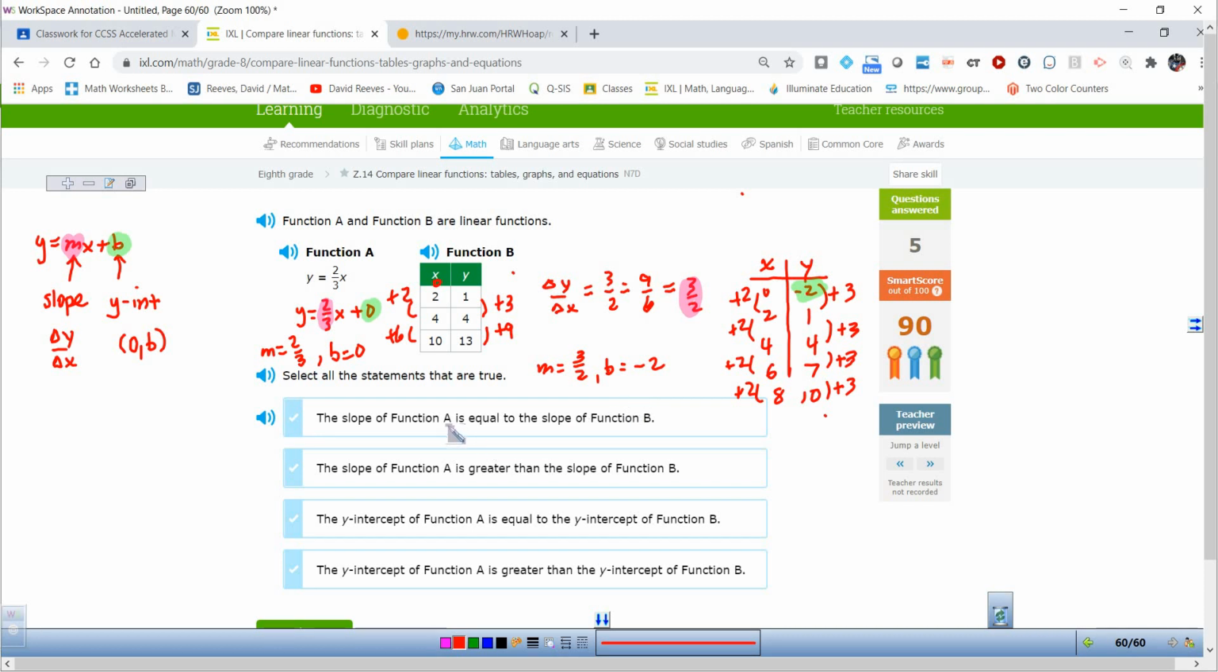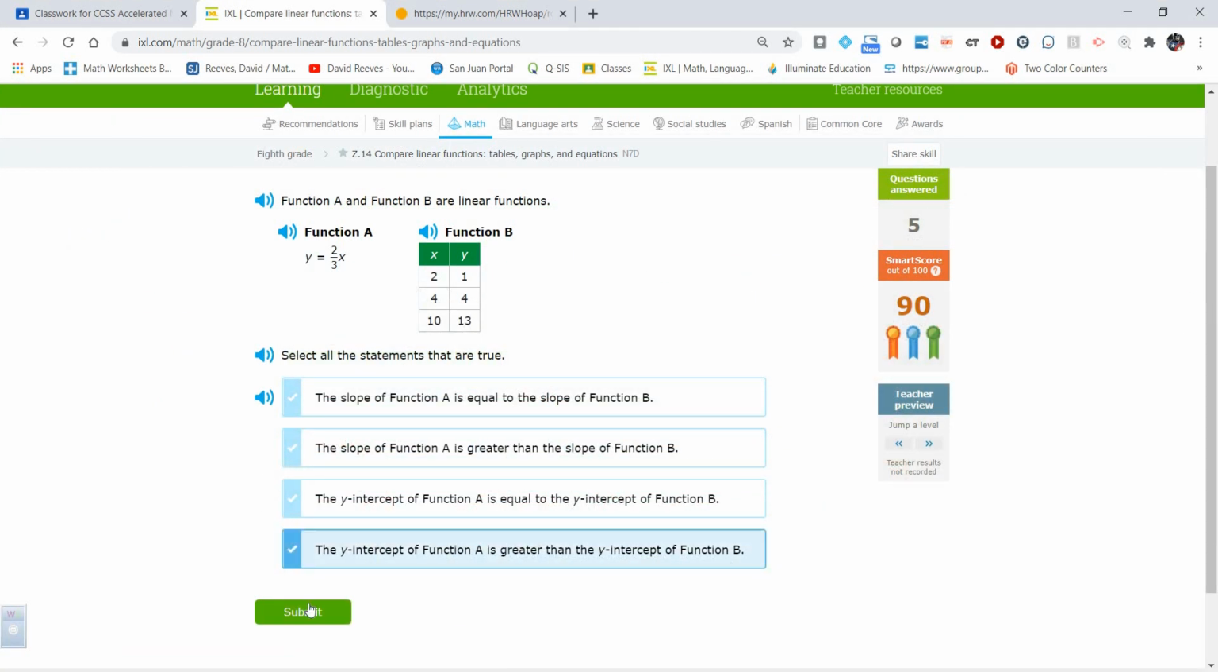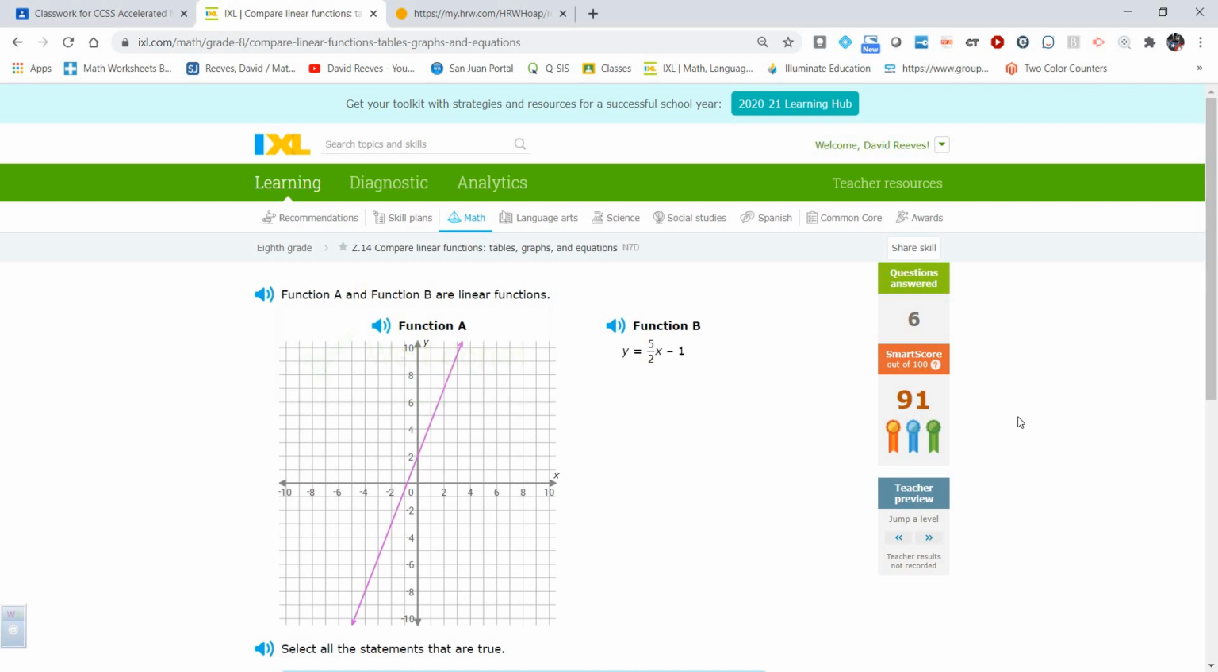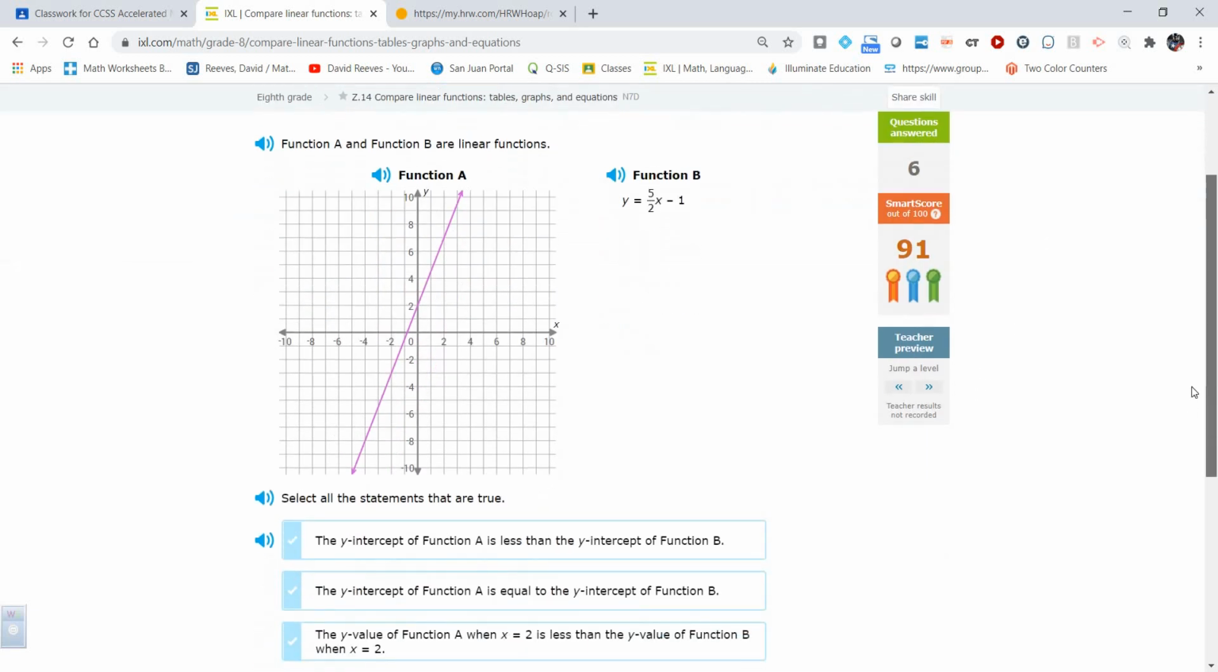So the slope of function A is equal? No, they're reciprocals. The slope of function A is greater? No, it's less than. The y-intercept of function A is equal? No. The y-intercept of function A is greater? Yes, right? Negative 2 is less than 0, or 0 is greater than negative 2. So it's that last one that we are looking for.